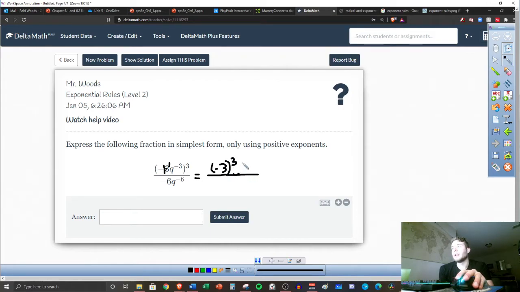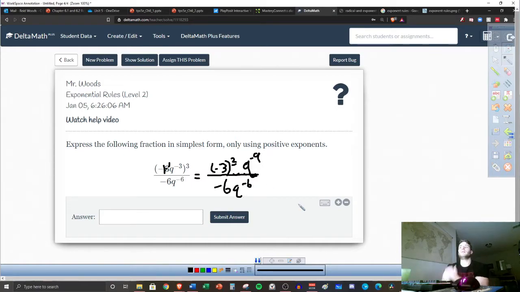And then it's going to be q to the -9. I don't really need this parentheses, so I'm going to get rid of it actually. There we go. Now the bottom, there's nothing I can do to it, so we're going to go ahead and place this down, q to the -6. All right, so now what we want to do is try to simplify this as much as we can using the different rules.